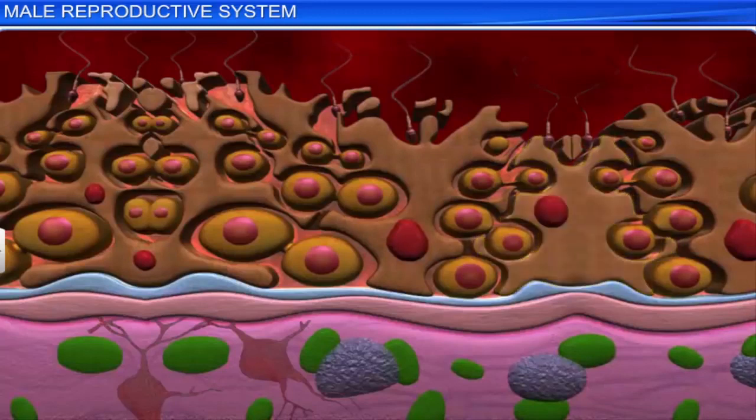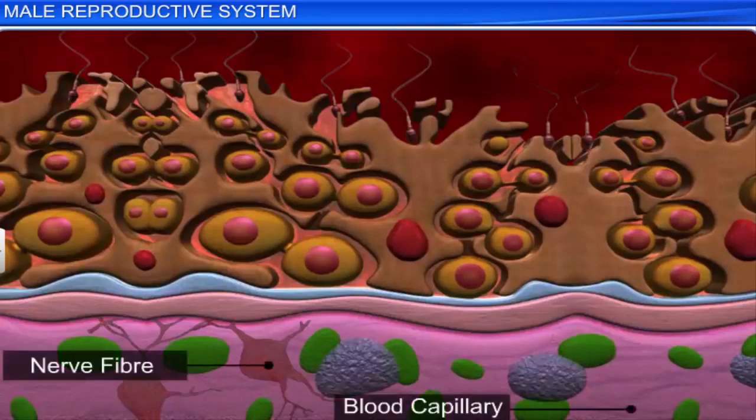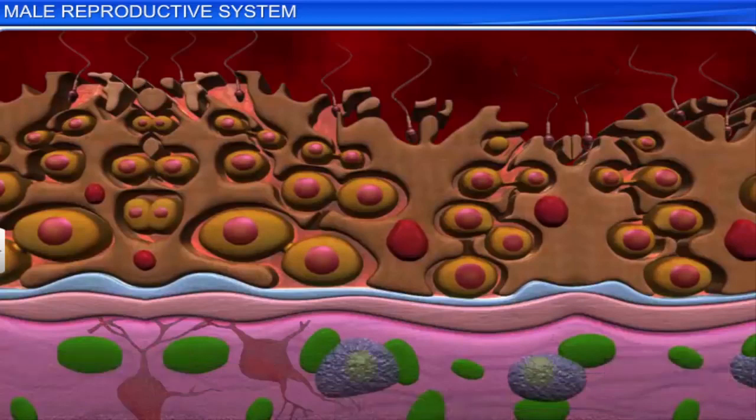The regions outside the seminiferous tubules contain blood capillaries and nerve fibers, and small groups of large glandular cells called interstitial cells or Leydig cells. Leydig cells synthesize and secrete testicular hormones called androgens.